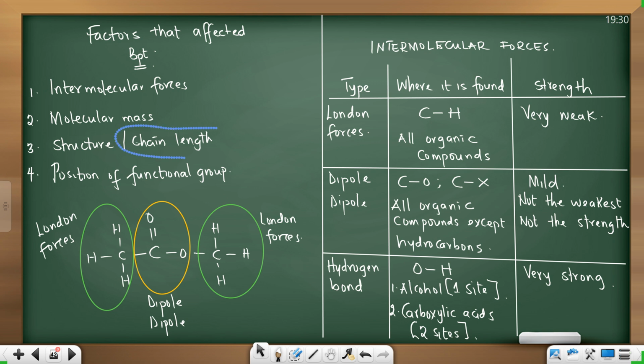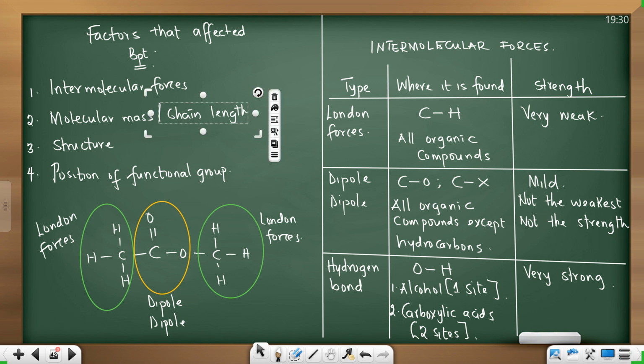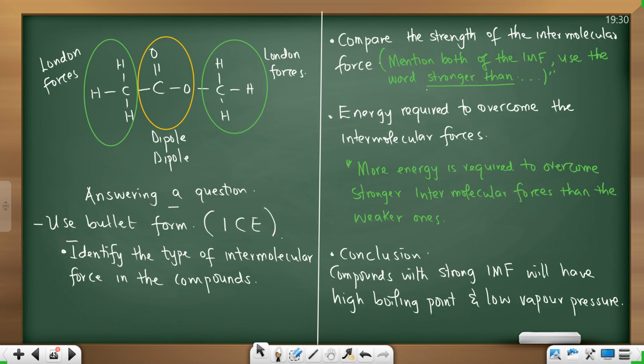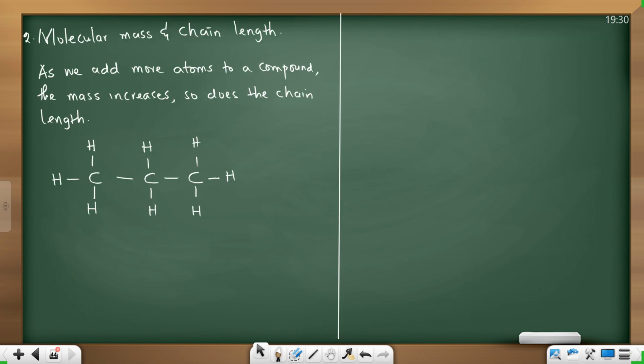If you can, just bring this here. Let's bring it here and then leave the structure alone. Okay. What's the name of this compound? Anybody? Thank you. Propane. This is propane. Now, let us add another atom of carbon.